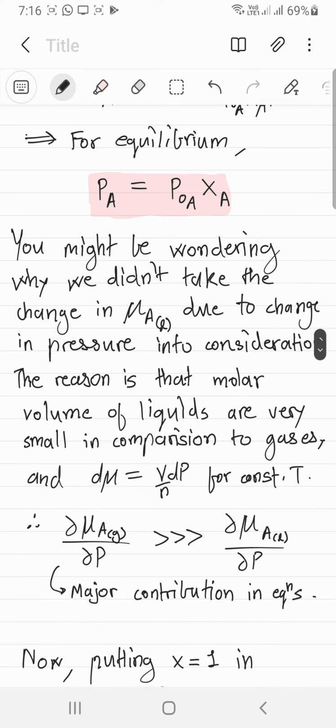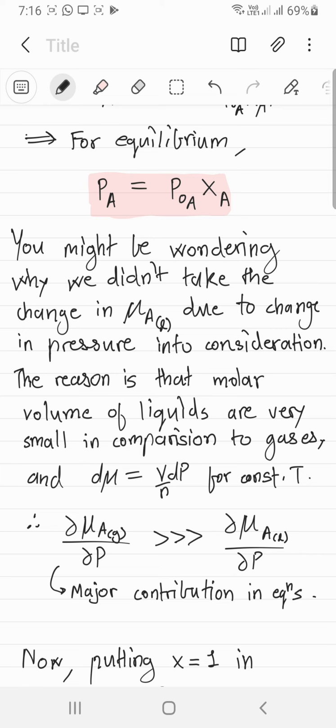So now you might be wondering why we didn't take the change in the chemical potential of the liquid A due to change in pressure, because VdP minus SdT would be our dG quantity, but VdP is also non-zero, right? Because the pressure is in fact changing. We are changing pressure all over the equations. So why don't we consider that?